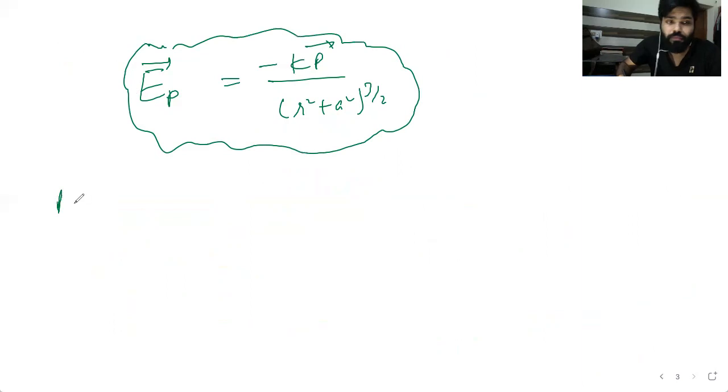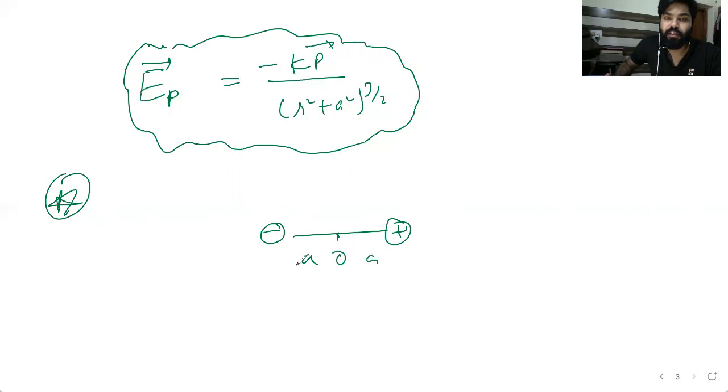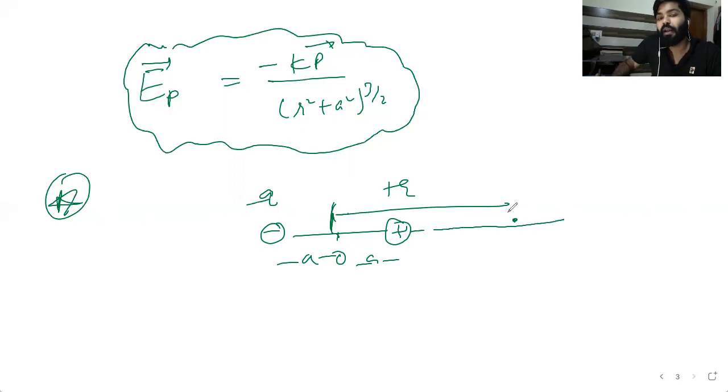Now there is also a second part in which we have to calculate the electric field at an axial point. This is the dipole, this is the center O, this is A, this distance is a, this distance is a, this is minus Q, this is plus Q, and you have to calculate the electric field at distance r from the center, on the axis. We say calculate the electric field at an axial point. This is an axial point because it lies on the axis of the dipole.